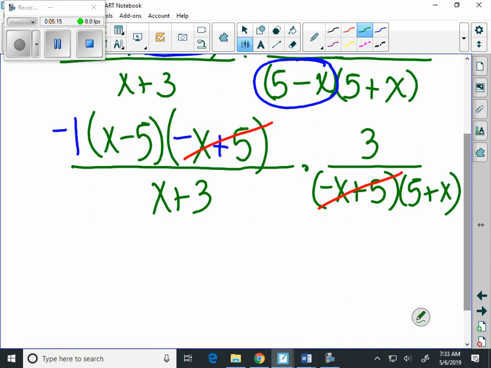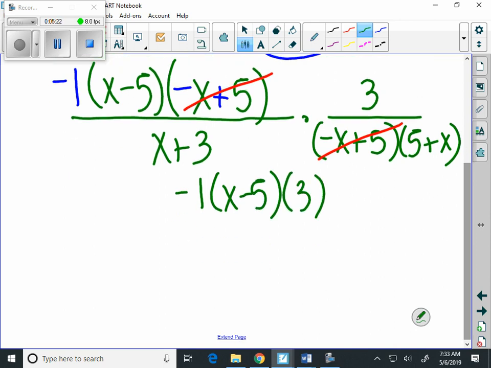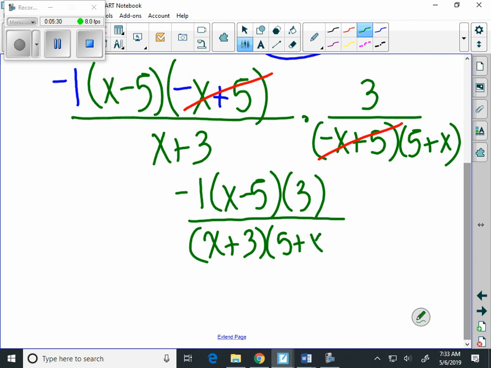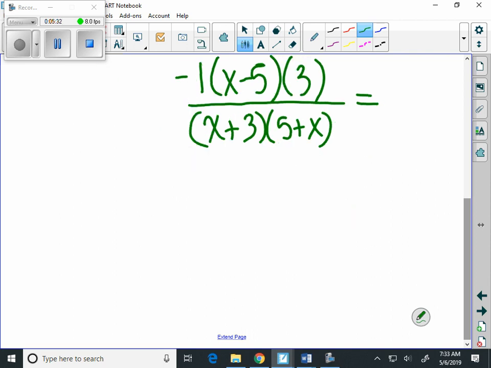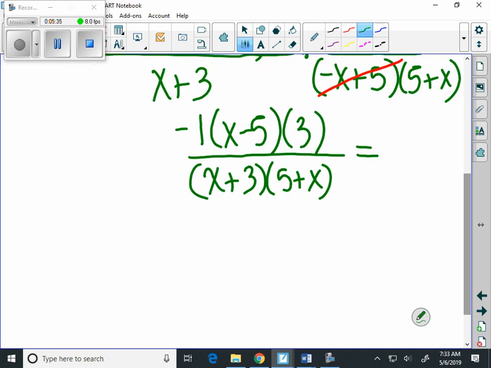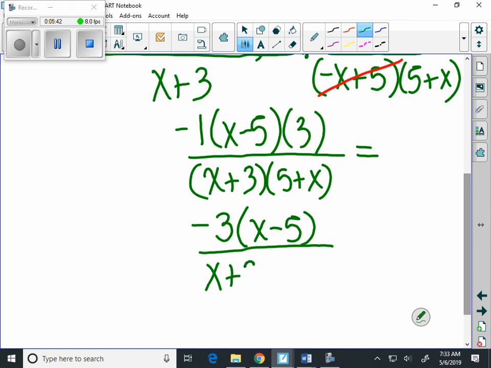So what we're left with then is negative 1 times x minus 5 times 3, which means I'm going to do a little bit more work. Down here in the denominator, we have x plus 3 times 5 plus x. And the reason why I said I need to do a little bit more is it's negative 1 times 3 is really negative 3 times x minus 5. And one last time, x plus 3 times 5 plus x. Maybe your teacher wrote it as x plus 5 on the bottom, but that is fine right here.